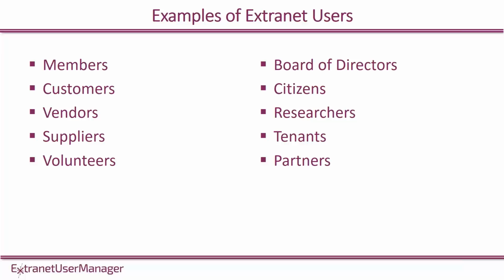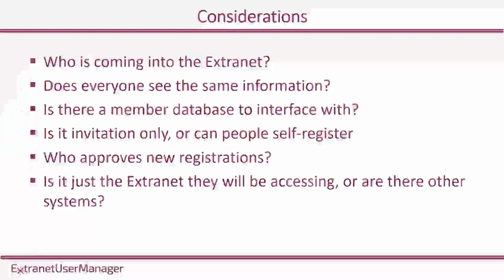So, broader set of potential extranet users, depends on your organization, whether you have members, maybe it's a not-for-profit or charitable organization, customers, vendors, suppliers, volunteers, board of directors is a common scenario, citizens, if you're a government organization, researchers, educational partners, tenants from a landlord point of view, lots and lots of different scenarios. Pretty much any organization works with folks outside of their organization, and how do they do that effectively?